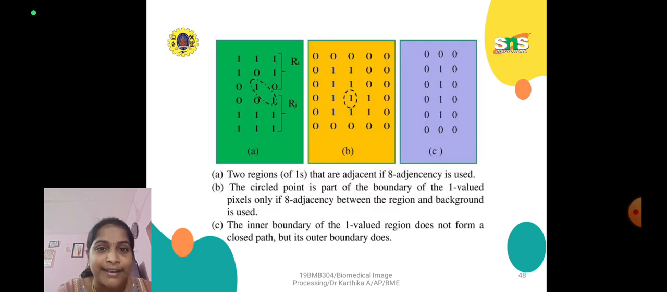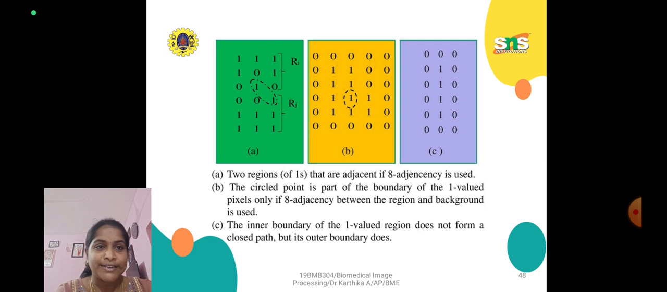See the example. See here the boundary Ri and Rj. See the boundary value. The first point is two regions of ones that are adjacent if 8 adjacency is used. Second, the circled point is part of the boundary of the one valued pixels only if 8 adjacency between the region and background is used. Third, the inner boundary of the one valued region does not form a closed path, but its outer boundary does.